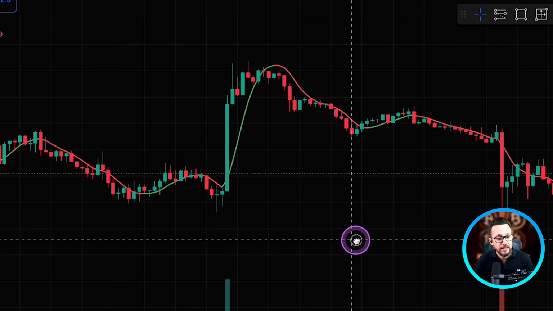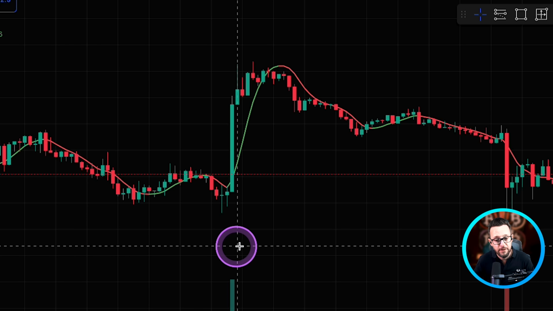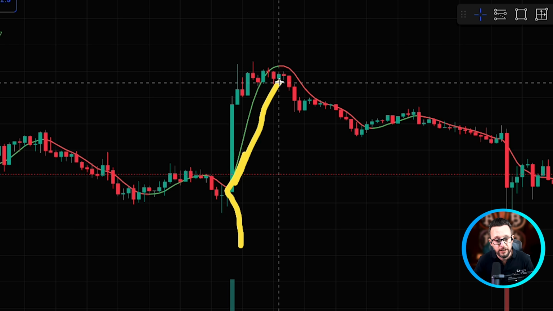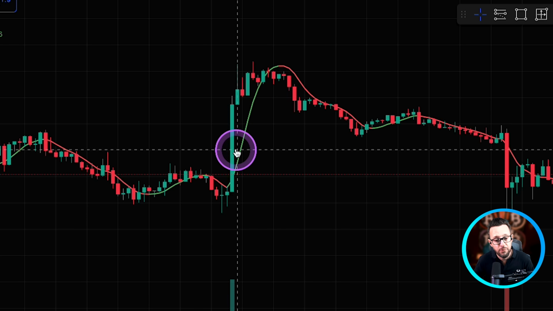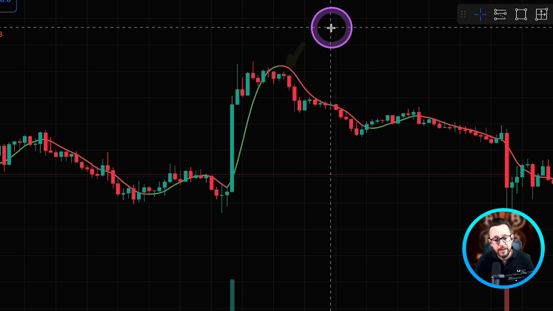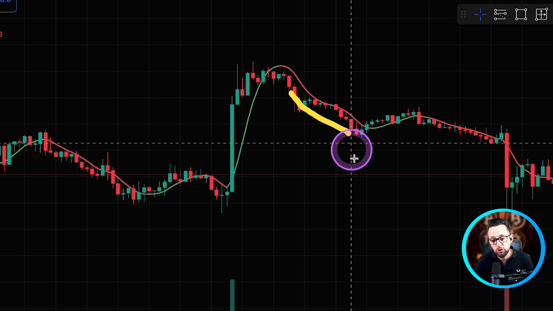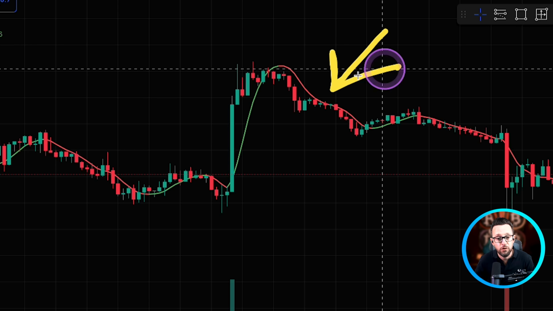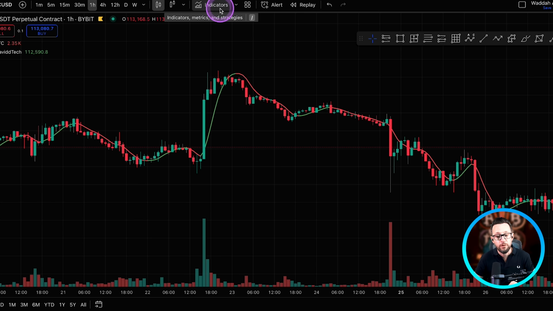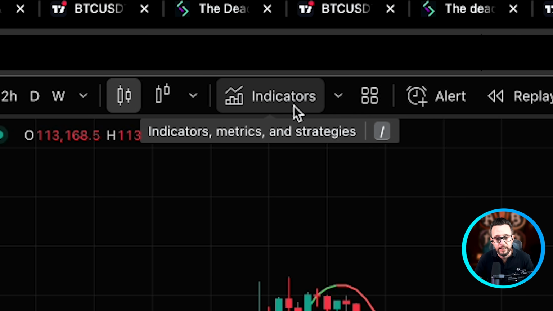So the T3, as you can see, is a very, very good indicator for detecting trend direction. When it goes green and price is above it, we're looking for longs. When it goes red and price is below it, we're looking for shorts. This is going to detect our trend for us, and now we're going to add a couple of confirmation indicators. The confirmation indicators will be non-correlated, so we're not just detecting exactly the same thing.